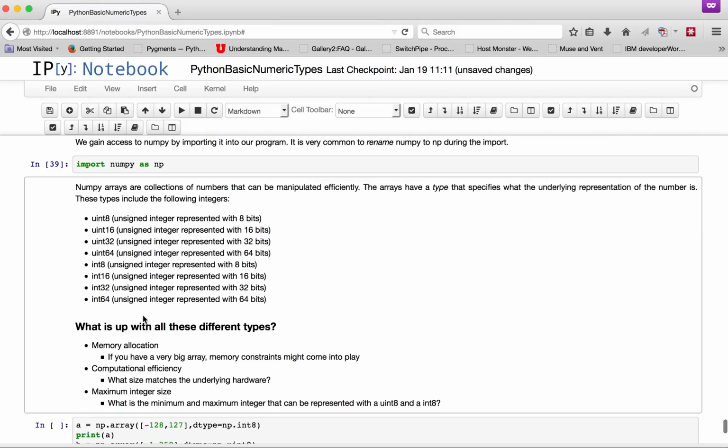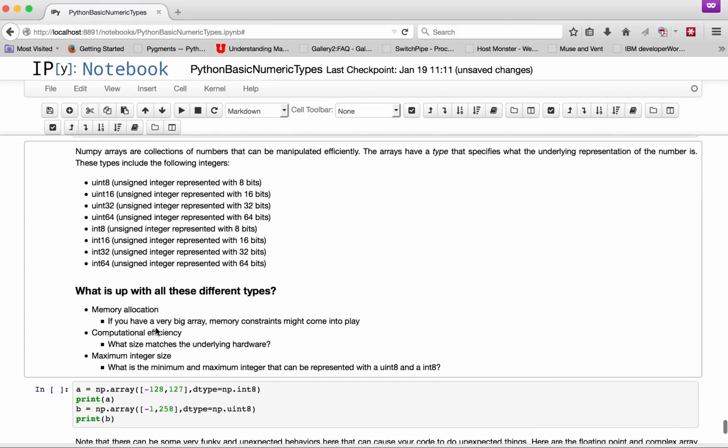Okay, why do we want to concern ourselves with these different types of numbers? Primarily memory allocation. If you have a very big array, memory constraints might come into play. If I'm requiring 64 bits, that is 8 bytes, for every number, and I have an array of millions or possibly billions of numbers, then I want to use the smallest number of bits I can to represent the number. So for instance, in image processing, I might have a mask, which is just 0 or 1. I wouldn't want to take 64 bits to represent a 0 and a 1 when I could get away with representing them with 8 bits.